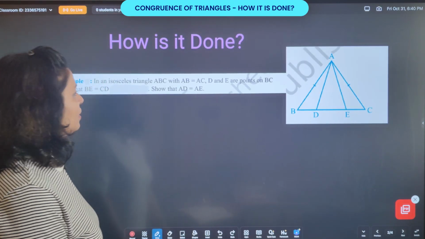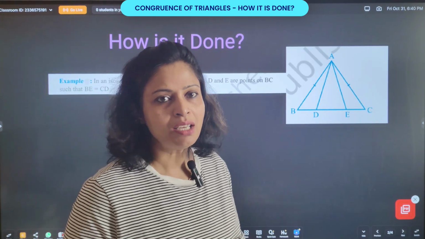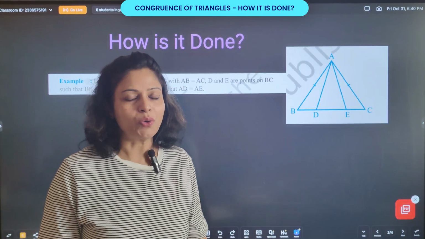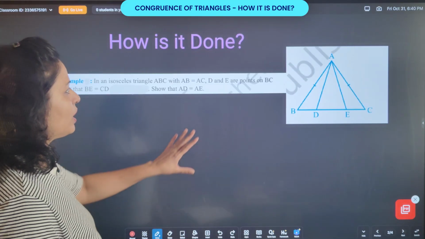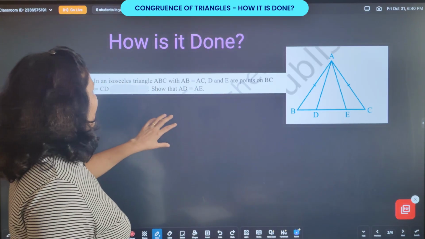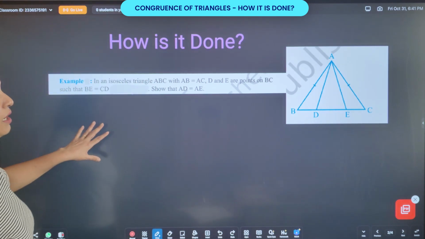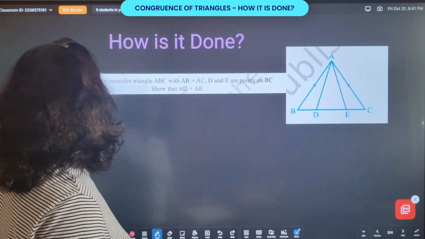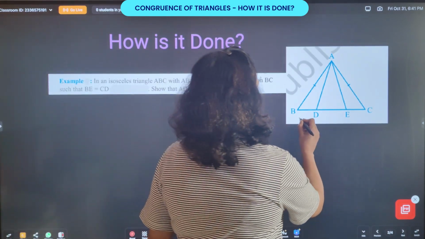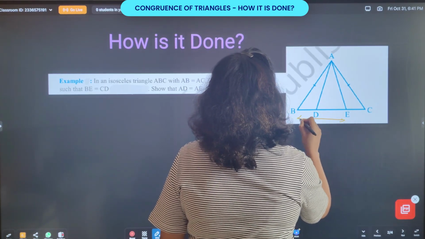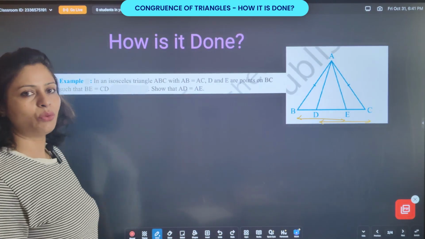This question is taken from the CBSE syllabus. It is a question from triangles. In an isosceles triangle ABC, AB is equal to AC, and D and E are points on BC such that BE is equal to CD. They are asking you to show AD is equal to AE.